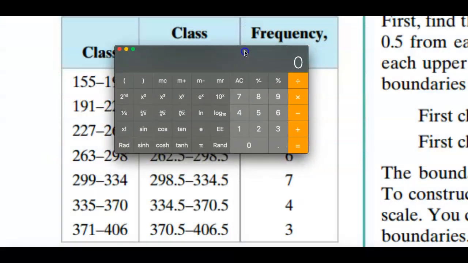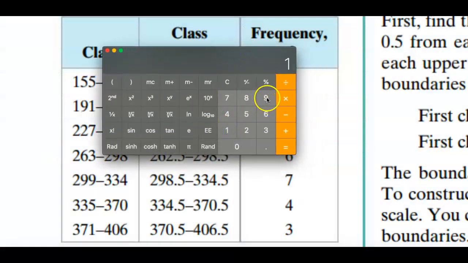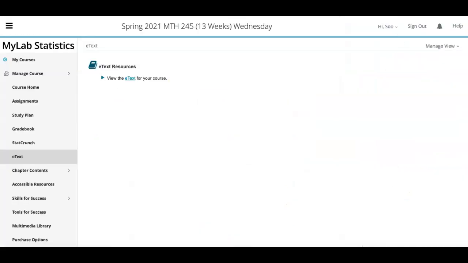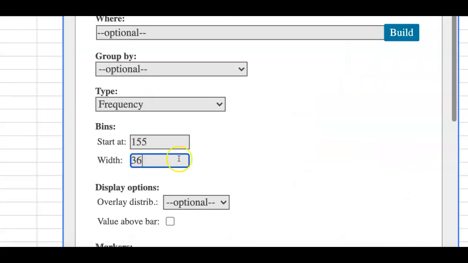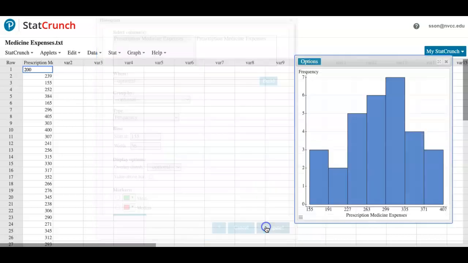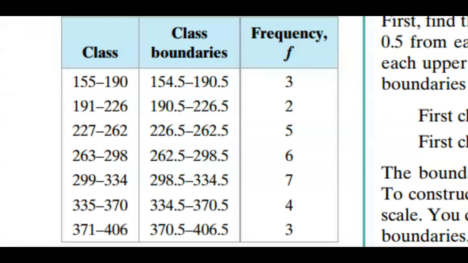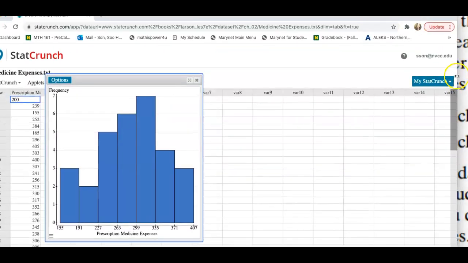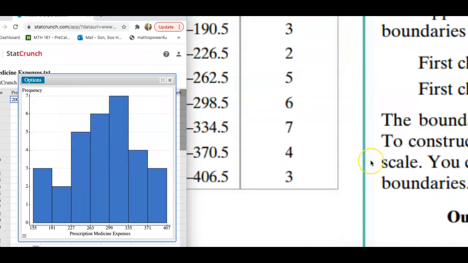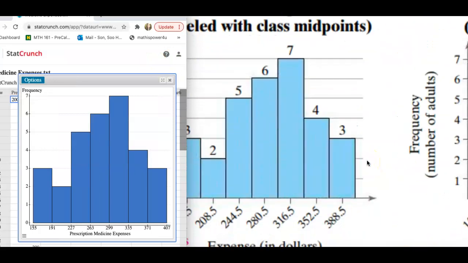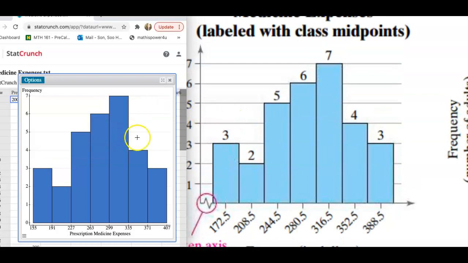The class width is one of the lower bounds, 191, this number minus the previous lower bound of 155. So it's 36. So the class width is 36. I'm going to type in 36 for the bin width, and I will click on Compute. Now let us take a look. Does it look somewhat like what they have down here? This really does, doesn't it?